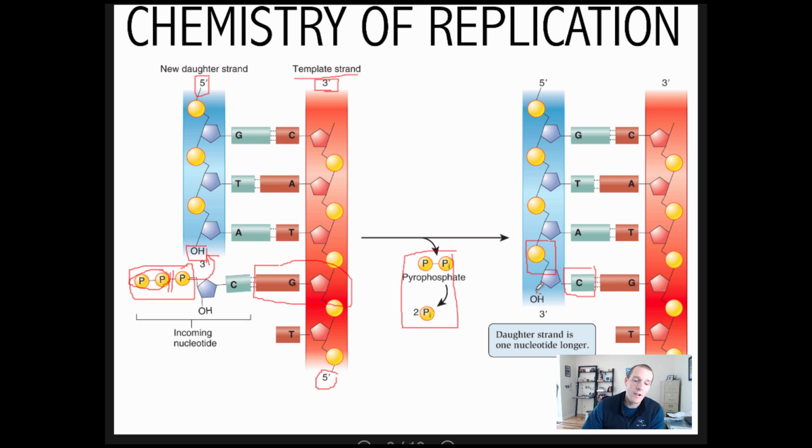So the next nucleotide would come in here, and its 3 phosphates would attack the 3' hydroxyl, and the same thing would happen. So that's a lot of complicated chemistry that we're not going to get into, but it is important you understand it to this kind of level.